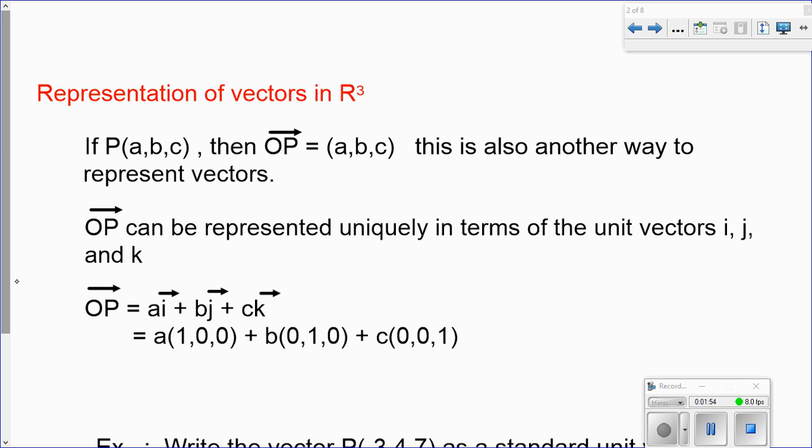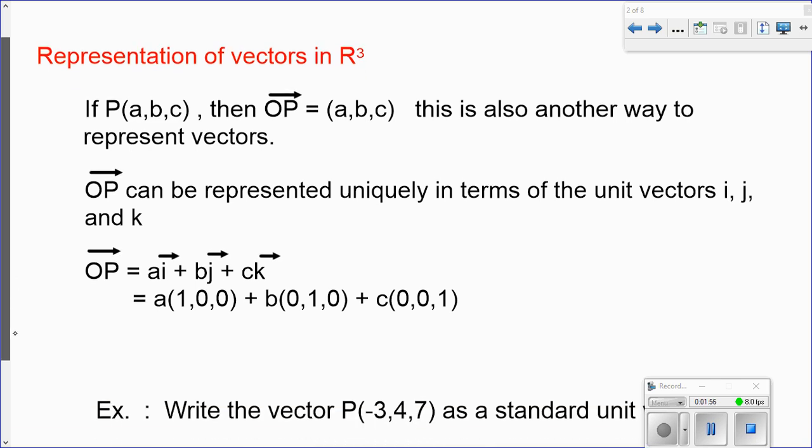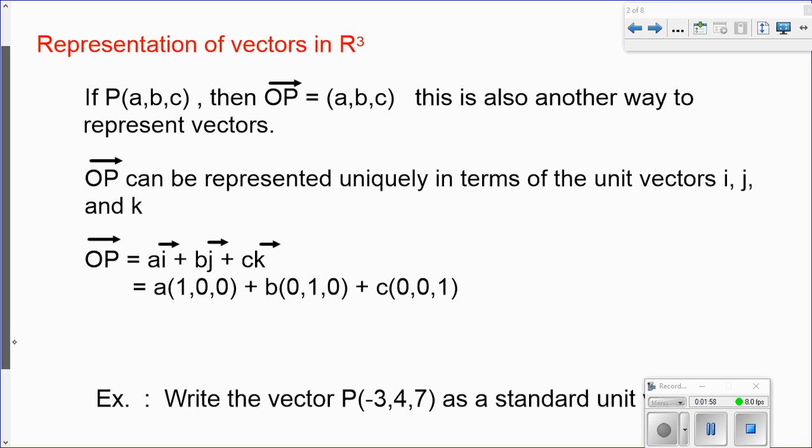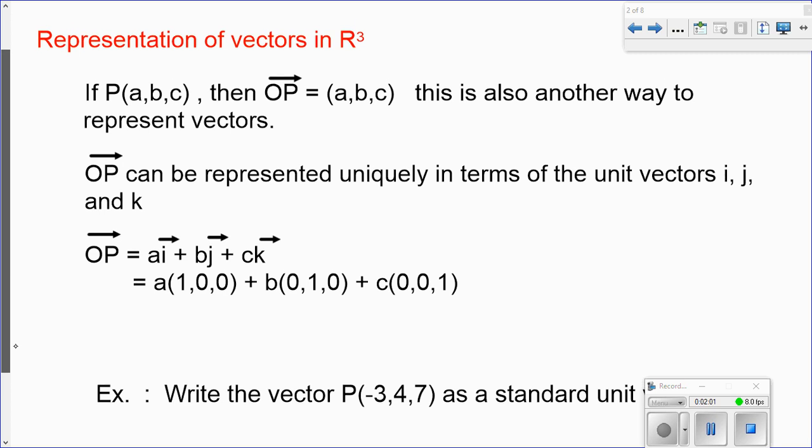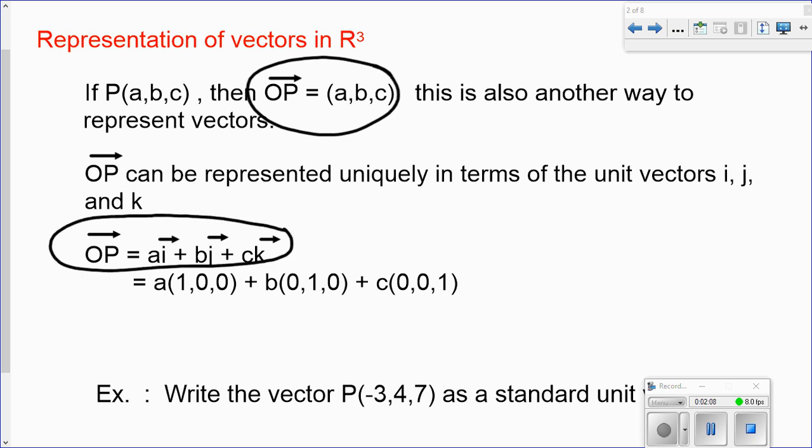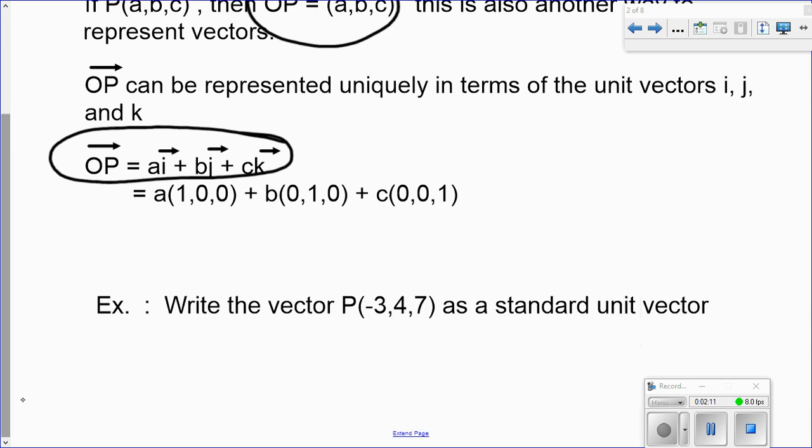Okay, representation of vectors in three space. Again, not a real challenge here. We've just got three components. So we can represent it as a string of unit vectors, or as components. So in this way or in this way as well. The first example here is writing the vector P at -3, 4, and 7 as a standard unit vector. So our vector P as a unit vector would be -3i plus 4j plus 7k.